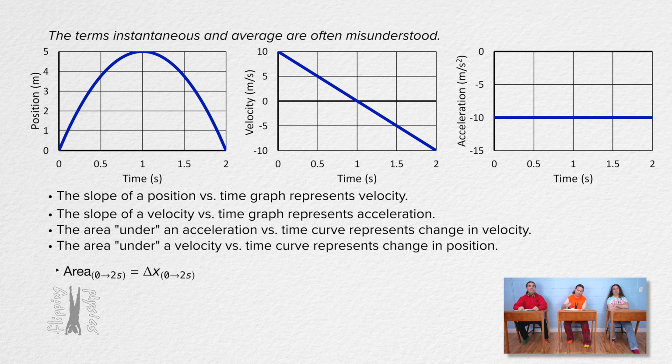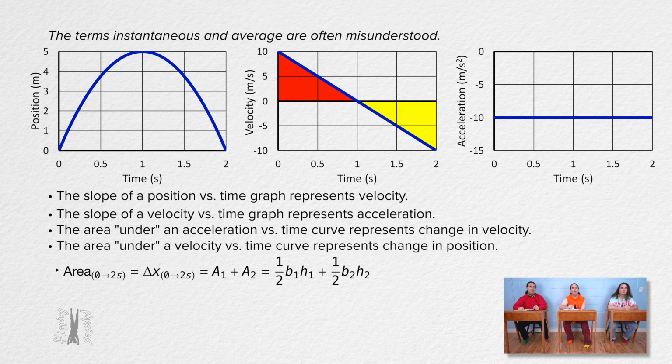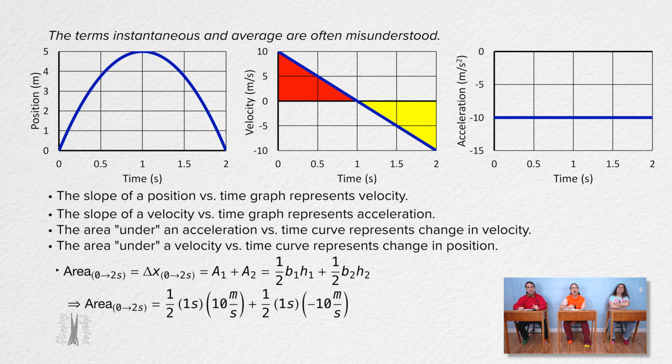Absolutely. The area from 0 to 2 seconds equals the displacement from 0 to 2 seconds, and that equals, well, let's put the area into area 1 in red, the first triangle, and area 2 in yellow, the second triangle. Each of those equals 1/2 base times height with their respective subscripts, and that equals 1/2 times 1 second times 10 meters per second plus 1/2 times 1 second times negative 10 meters per second. And that equals 5 meters plus negative 5 meters, or 0 meters. And that makes sense because we already determined the displacement of the object from 0 to 2 seconds was 0.